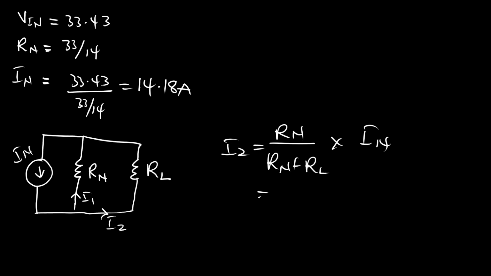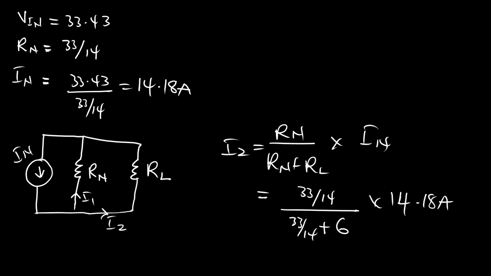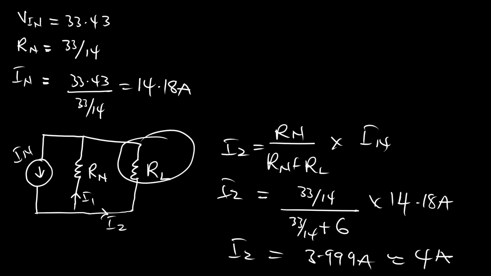That is going to be 33 on 14, everything divided by 33 on 14 plus the load, which is 6, times 14.18 amperes. And this current I2 is going to give me 3.999 amperes, approximately 4 amperes. So the current through the load resistor 6 ohm is 4 amperes.